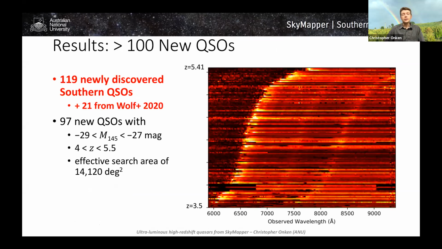But after you get rid of all those contaminants, what we're left with is more than 100 new quasar discoveries. So it's 119 that we published in this paper, plus 21 from a paper that we published with the initial sample last year. And including some cuts on the luminosity and the redshift restrictions, we have 97 quasars from about 14,000 square degrees that we've searched in the Southern Hemisphere.